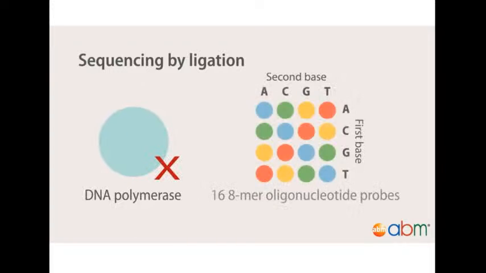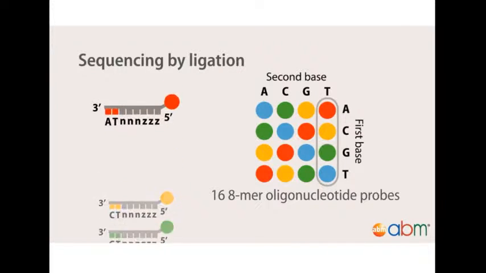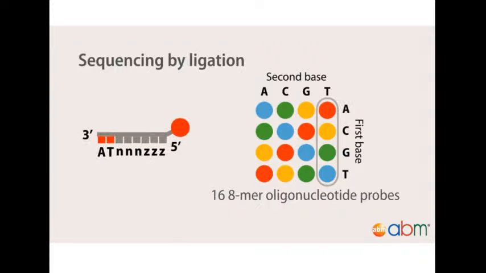Sequencing by ligation is different from the other two methods, since it does not utilize a DNA polymerase to incorporate nucleotides. Instead, it relies on 16 octamer oligonucleotide probes, each with one of four fluorescent dyes attached to its 5' end, but are ligated to one another. Each octamer consists of two probe-specific bases and six degenerate bases.